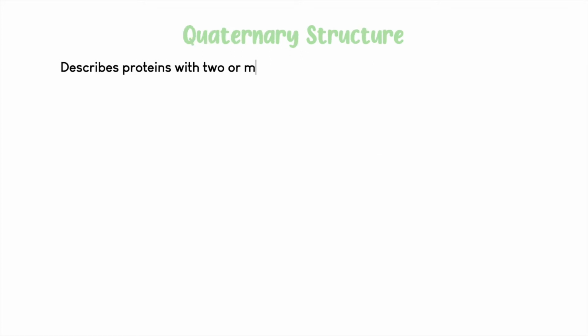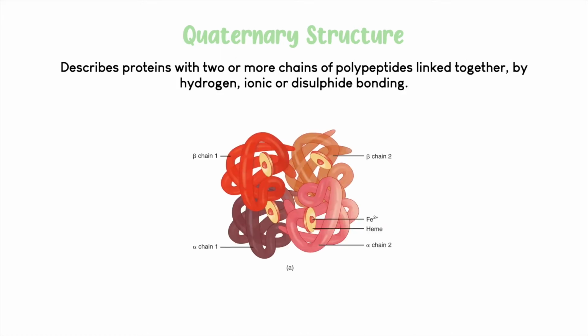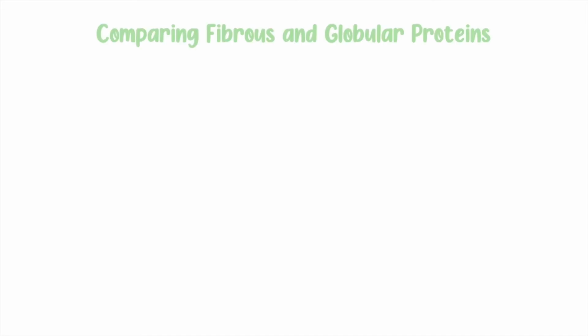Quaternary structure describes proteins with two or more chains of polypeptides linked together by hydrogen, ionic, and disulfide bonding. This is an example of a protein with quaternary structure, haemoglobin. So that completes the 4 levels of structure of proteins. Next, we're going to be comparing fibrous and globular proteins.